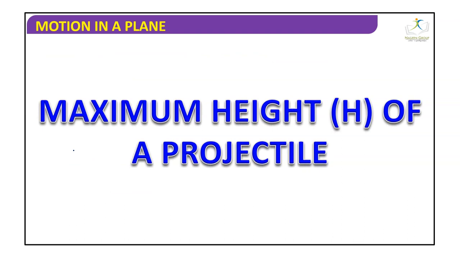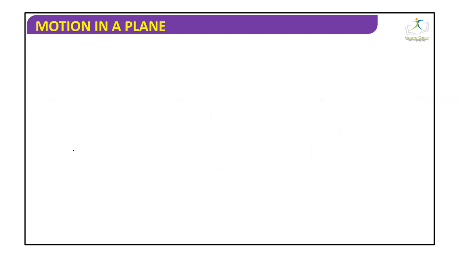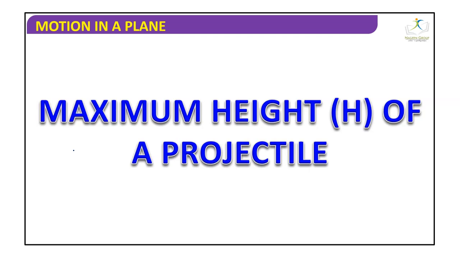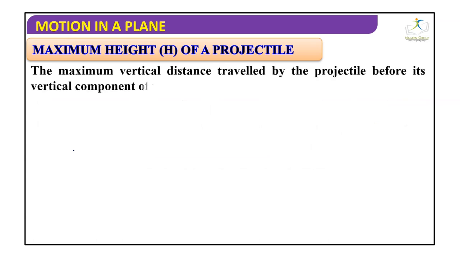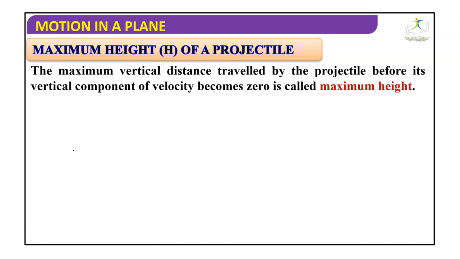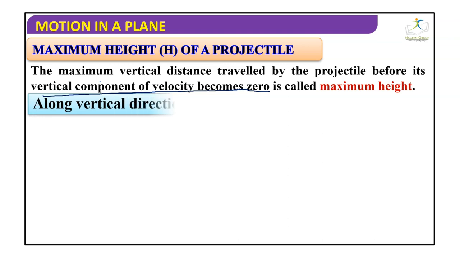Now for the oblique projectile, we have one more topic, the maximum height of the projectile. What is the meaning of that? The maximum vertical distance traveled by the projectile, or we can say the point where the vertical component of the velocity becomes 0, is called the maximum height.